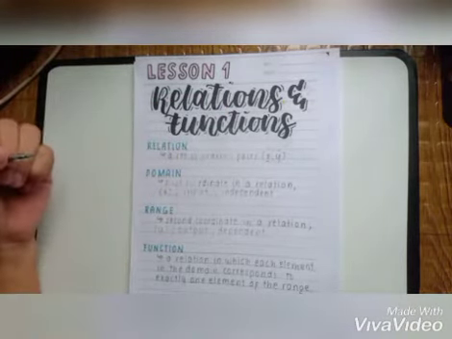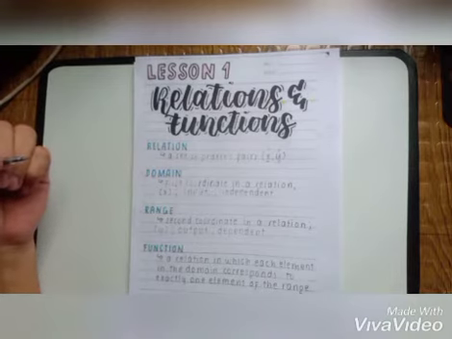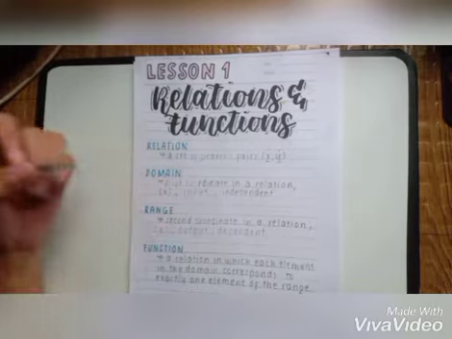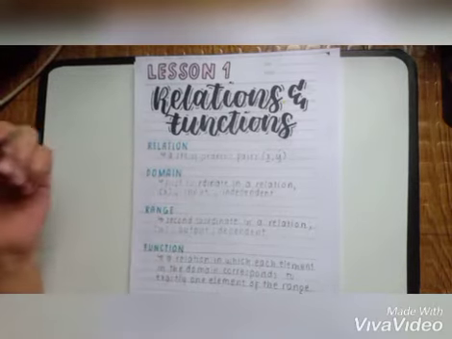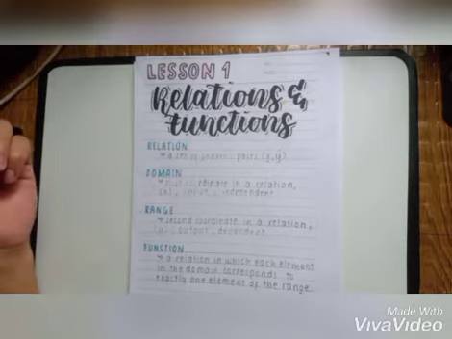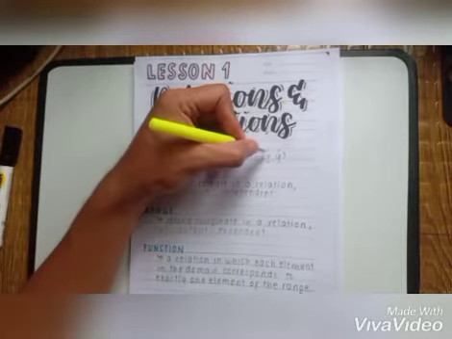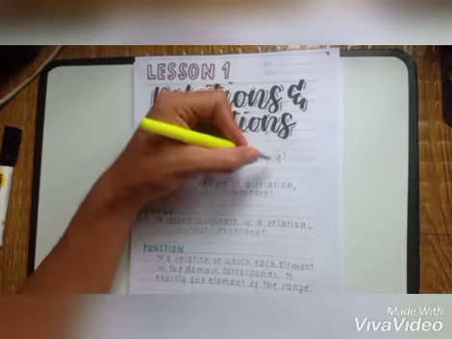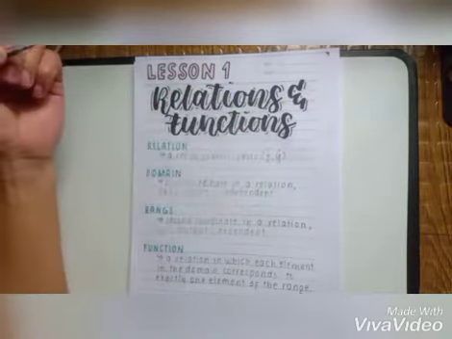Next is the range. It is the second coordinate in a relation, which is y. It is output and it is dependent. When we say dependent, its value depends on the value of x. Because x is the first coordinate, y depends on the value of x.